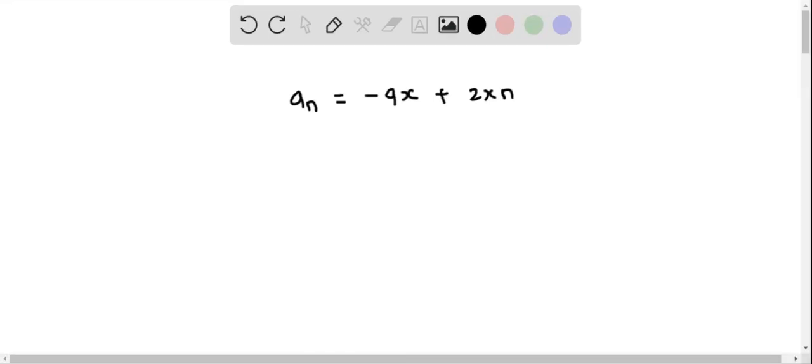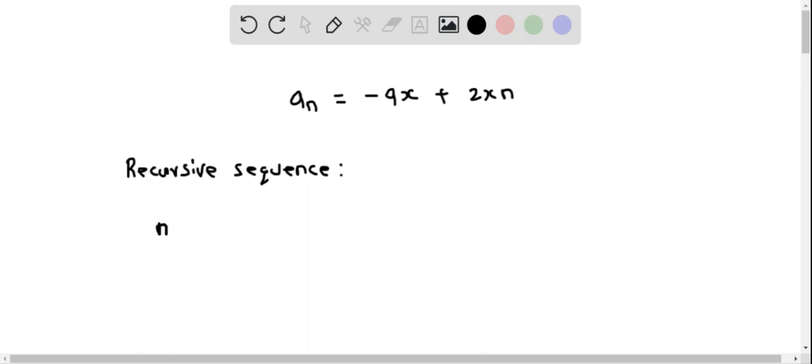Here we are given the explicit formula of a sequence, and we have to write its recursive sequence. So recursive sequence is basically expressing the nth term of a sequence in terms of the previous term of the sequence. So let's see how to write this recursive sequence. For that, first we have to understand the sequence. So first, let's figure out the first few terms of this sequence.